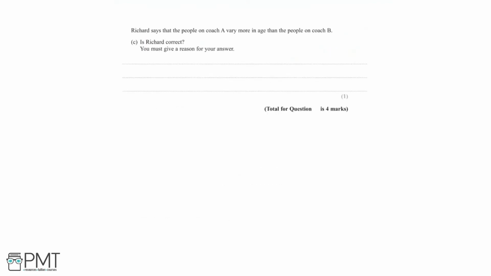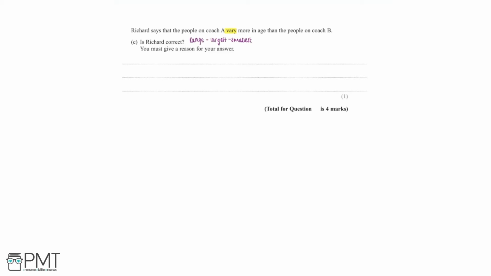Now finally, Richard says that the people on coach A vary more in age than the people on coach B. And in part C, we need to find out whether or not Richard is correct, giving a reason for our answer. Now the key word here is vary, and when we're asked about the variance of data, we want to look at the range. And so the range of values on our data would be equal to the largest value, take away the smallest value.